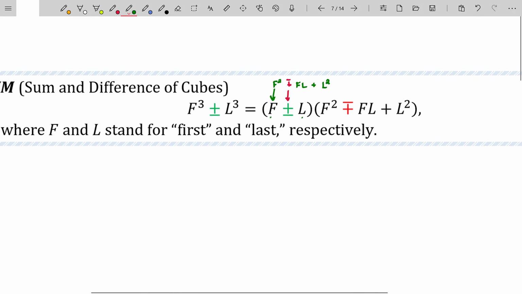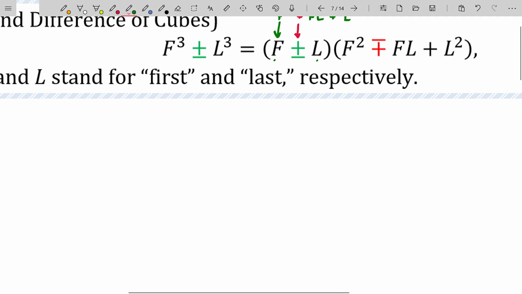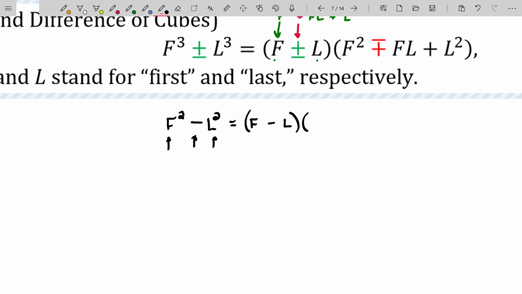So this is the sum and difference of cubes formula, and it matches very nicely with my difference of squares formula, the way that I write it. If you look at my difference of squares formula, I write it always like the following. F squared minus L squared is, I'll take this first item, I'll take this sign, and I'll take this last item. And then I'll take, again, that first item, the opposite of that sign, and then the last item. Again, that's the difference of squares.